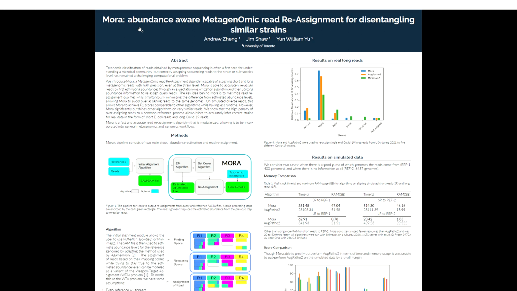Taxonomic classification is mainly used in the field of metagenomics as a precursor step to understanding microbial communities. However, most algorithms currently only have high precision at the species or genus level. We introduced Mora, an algorithm that also has high precision at the strain level, by maximizing the alignment scores between the unknown reads and the reference genomes, while also trying to minimize the difference between the final abundances and the estimated abundances.